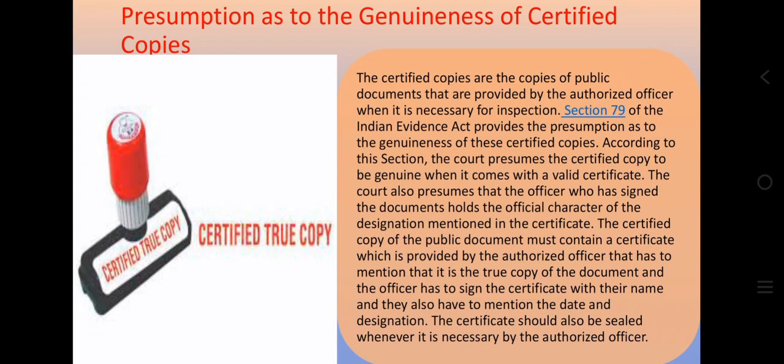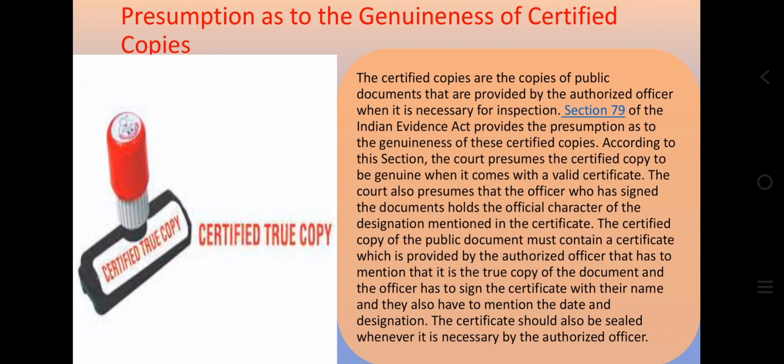Presumption as to genuineness of certified copies. The certified copies are the copies of public documents that are provided by the authorized officer when it is necessary for inspection. Section 79 of the Indian Evidence Act provides the presumption as to the genuineness of these certified copies. According to this section, the court presumes the certified copy to be genuine when it comes with a valid certificate.